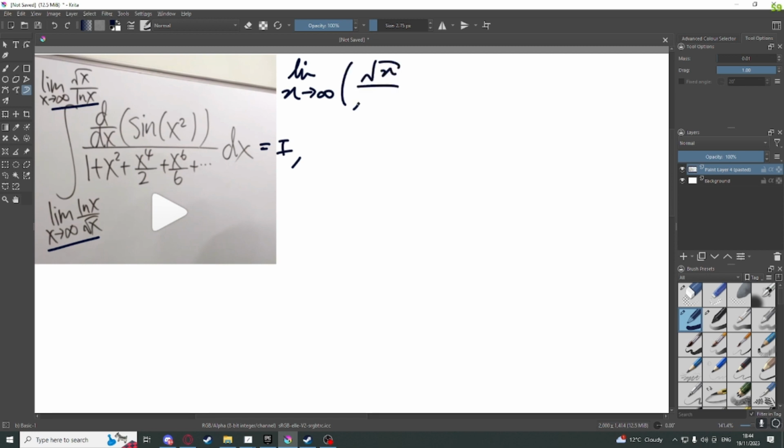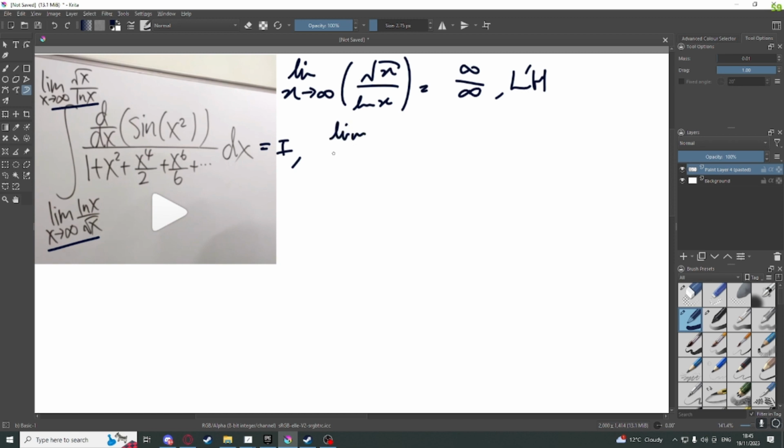of the square root of x over the natural log of x, well, as the square root of x tends to infinity, and as x approaches infinity, the natural log of x will also approach infinity. So this is in the form of infinity over infinity, and this is indeterminate, so we're going to use L'Hopital's rule. What L'Hopital's rule says is that if this limit is in the form of infinity over infinity or 0 over 0, we can differentiate the top function and the bottom function.